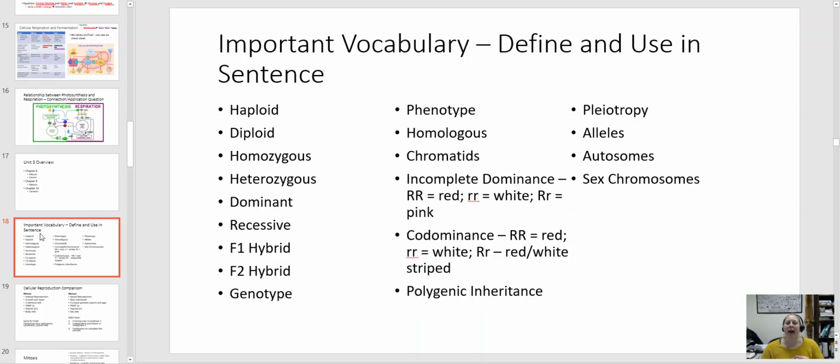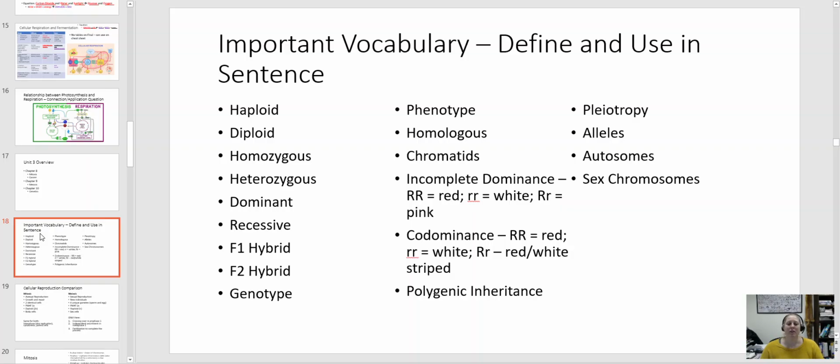First, remember that haploid is half the number of chromosomes. Diploid is two sets of chromosomes, so you have pairs of chromosomes. Homozygous is when we have the same allele. Heterozygous is when we have different alleles, being alternate versions of genes. Your genotype is the genetic part of your code. Your phenotype is the physical expression.